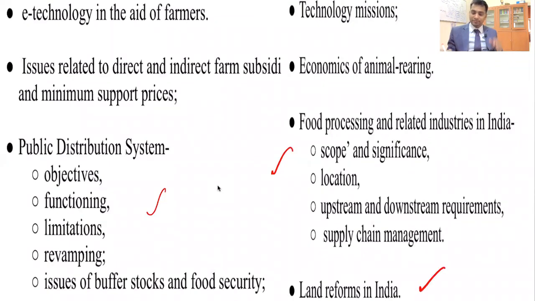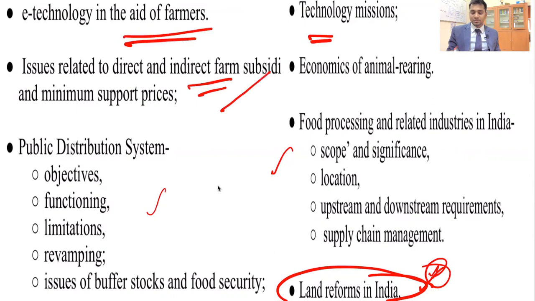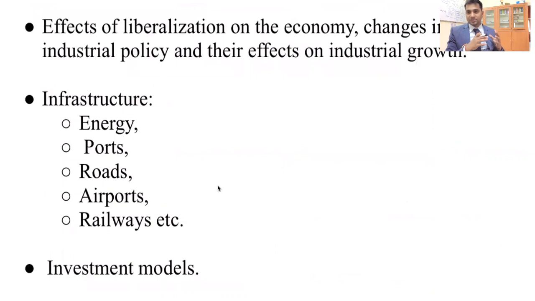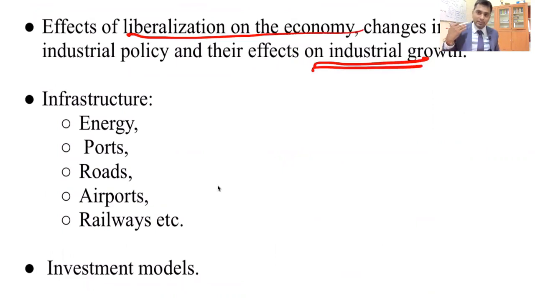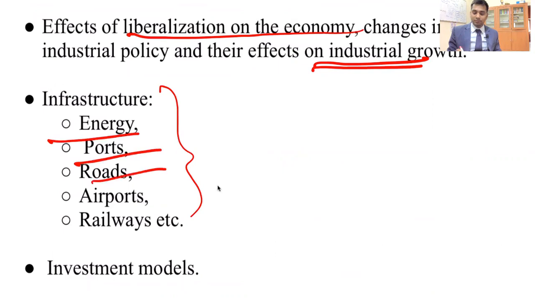Economics of animal rearing, land reforms in India. Land reforms in India, they didn't ask this year, just like government budgeting, they ask once in 2 years or once in 3 years. Right? E-technology in the aid of farmers, they ask from these 3 things one question every year. So this is as far as sectors of Indian agriculture is considered. Look at the second sector, effects of liberalization on the Indian economy. Maximum they focus only in that year where there is some scheme related to industrial growth. Infrastructure, there will be one definite question from one of these following.